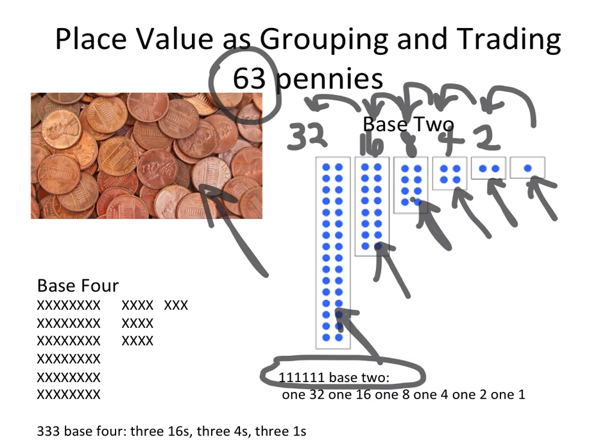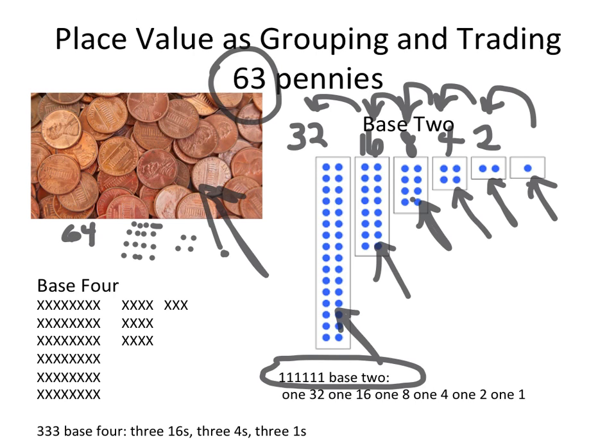Now we could also group our 63 pennies in groups of 4. And if we did that, we would start with our ones place, and then we would make a group of 4. When we got 4 of those groups of 4, that would be our next place, and that would be a group of 16. And when we got 4 of those groups of 16, that would be our next place, which would be a very big group because it would have 64 in it.